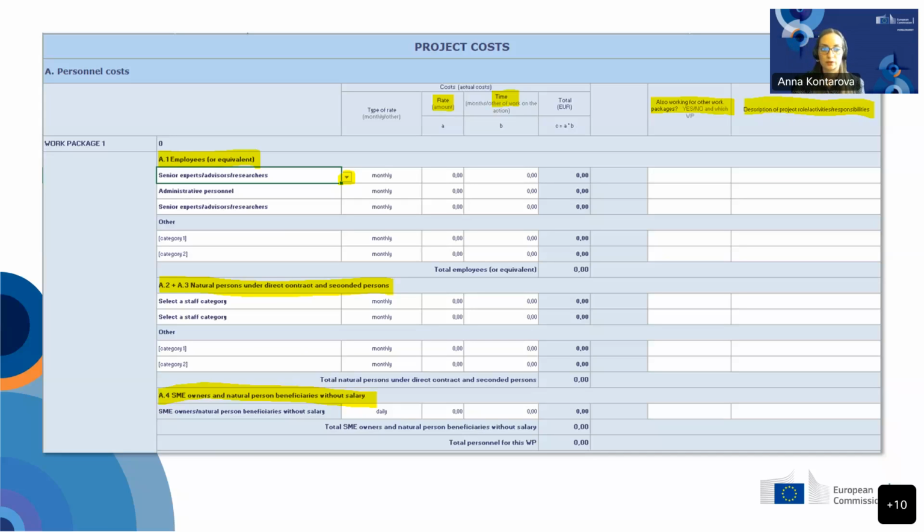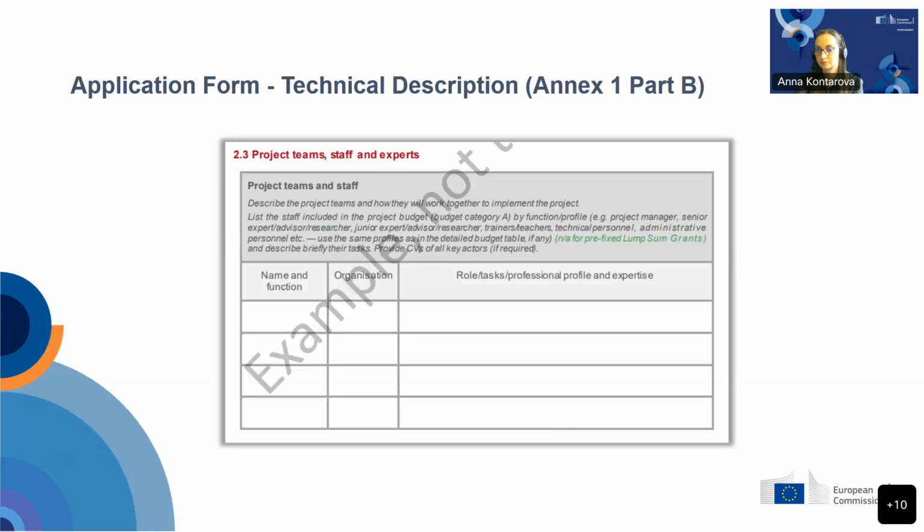It's very important for us, but it can be simply copied from the narrative Part B. Next slide. Yes, and in the application form, the technical description in the 2.3 table, you will have to fill in the project team, staff, and experts, and then from here you just copy and paste the description into the detailed budget table. Next slide.